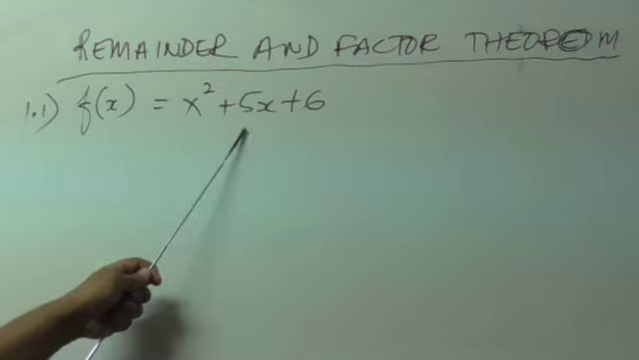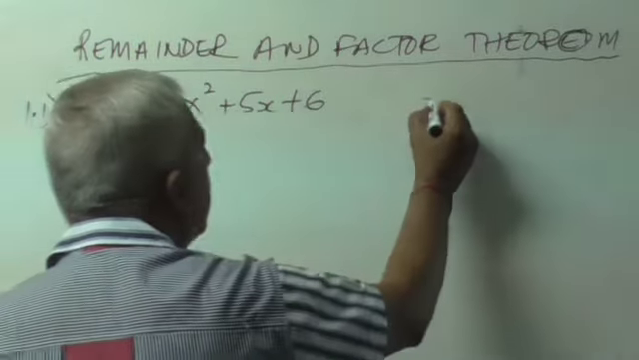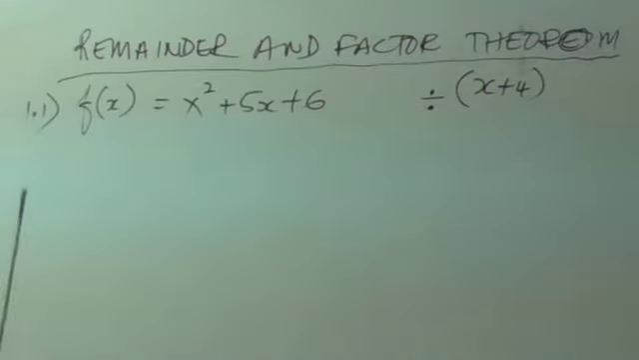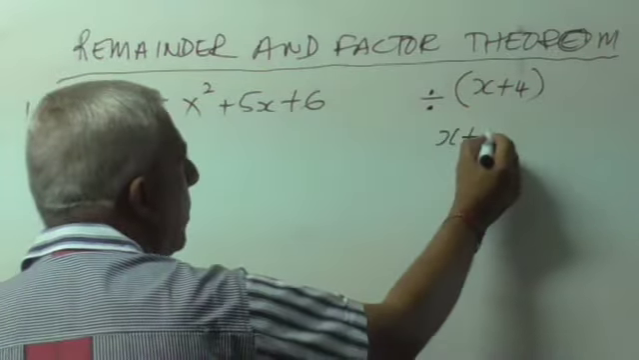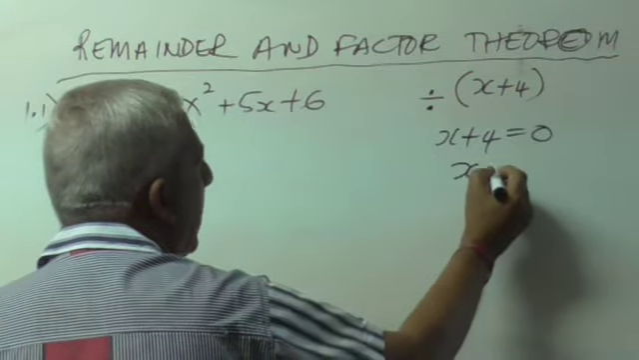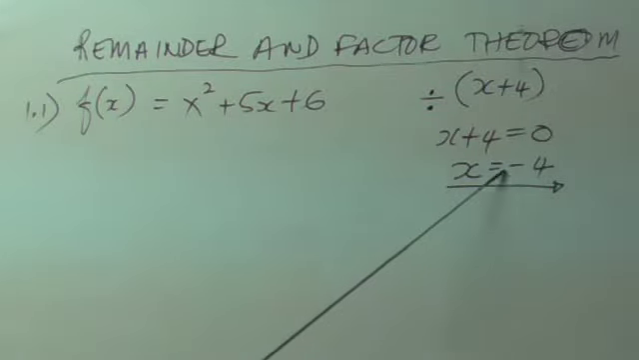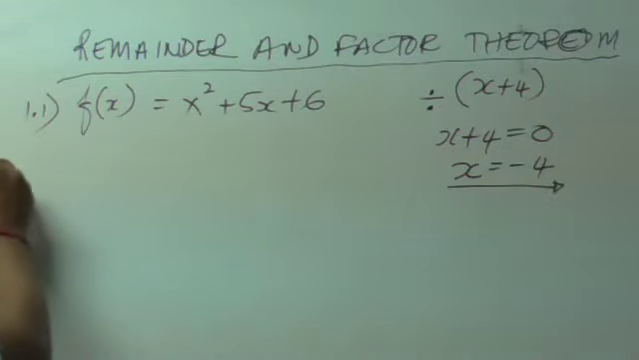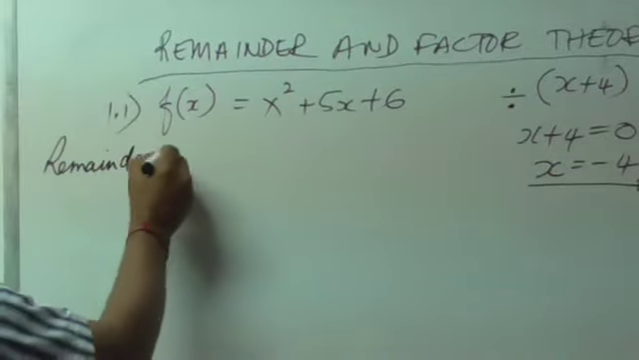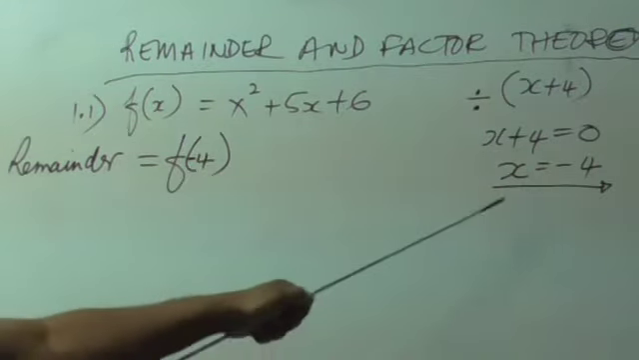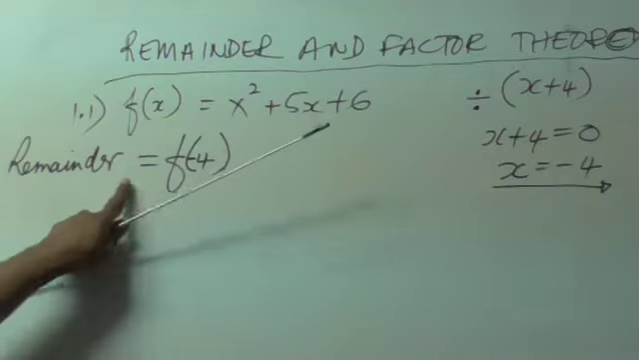Now you want to know what's the remainder here, if this is divided by x plus 4. First thing you do is you take x plus 4, you make it equal to 0 and solve, then you get x is equal to minus 4. Now you take the minus 4 and you substitute here. So you will say the remainder is equal to f of minus 4.